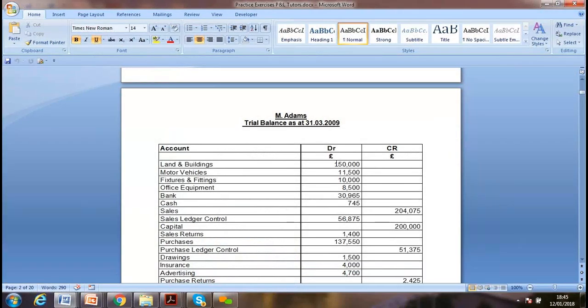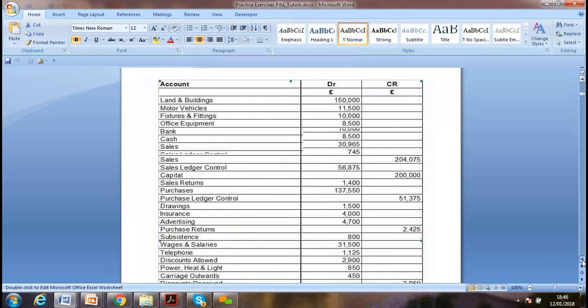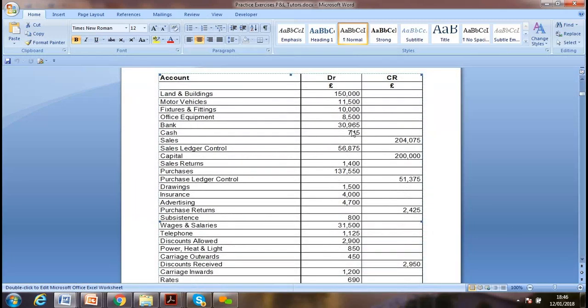So land, we have a debit. Motor vehicle, we have a debit. Fixture and fitting, we have a debit. Office and fixture, we have a debit. Office equipment, we have a debit. So we are putting them on the debit side. Cash, we have a debit. Credit. Oh, cash, yeah, sorry.